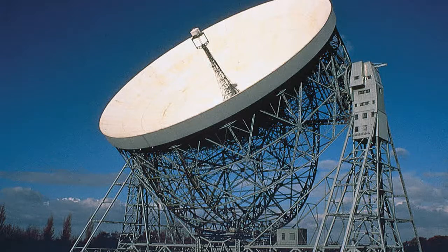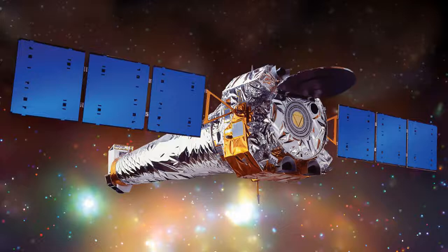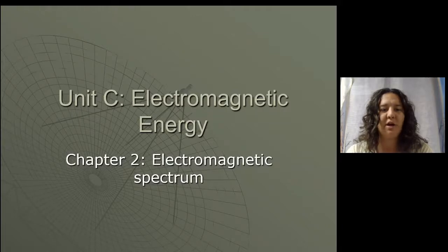From radio waves that are meters long to X-rays that can penetrate our body, telescopes allow us to see things in outer space that we can't see with the naked eye. In Chapter 2, we're going to talk about the electromagnetic spectrum.